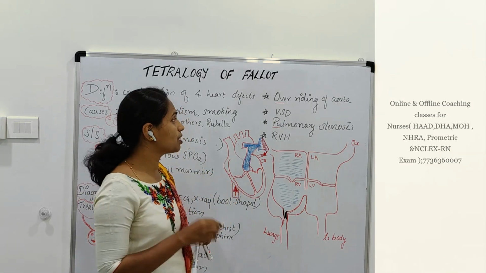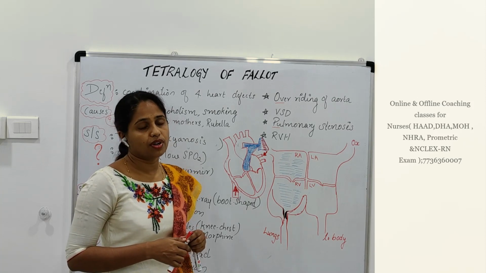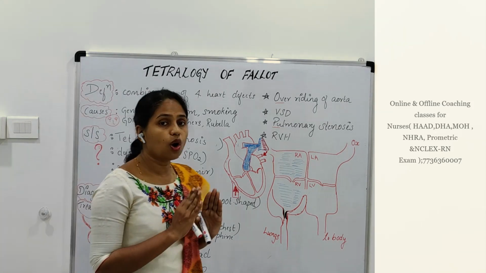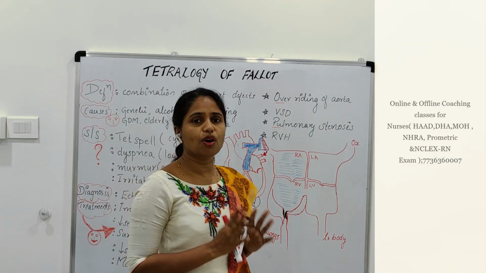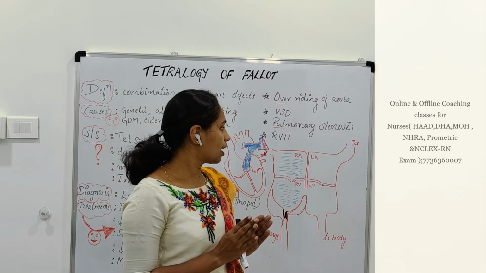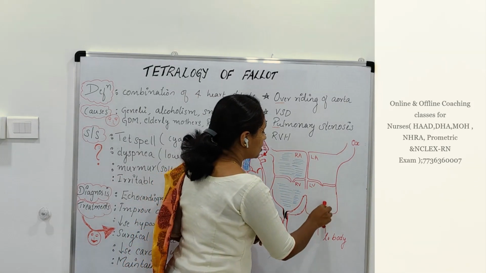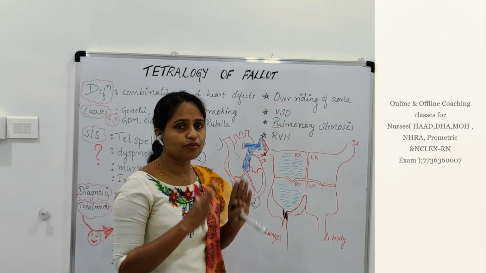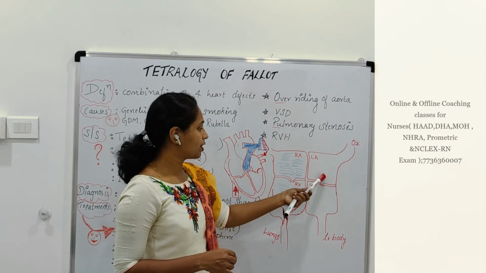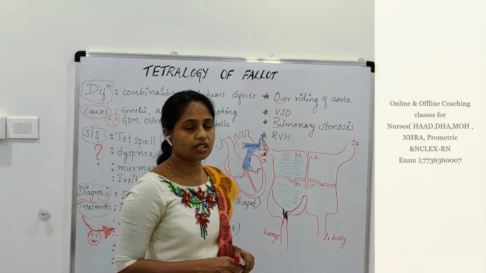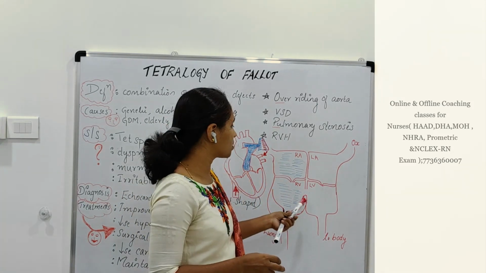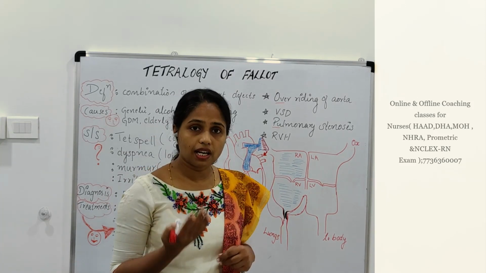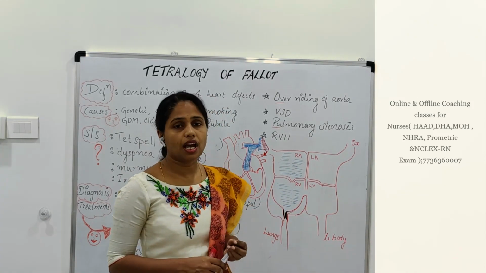First we will look at what is overriding of aorta. Okay, what is the normal position of aorta? Usually aorta starts from the left ventricle. As we all know, the heart has 4 chambers: right atrium, left atrium, right ventricle, left ventricle. The upper 2 chambers are atria, the lower chambers are ventricles. From the right ventricle the pulmonary artery usually originates, and from the left ventricle the aorta originates.